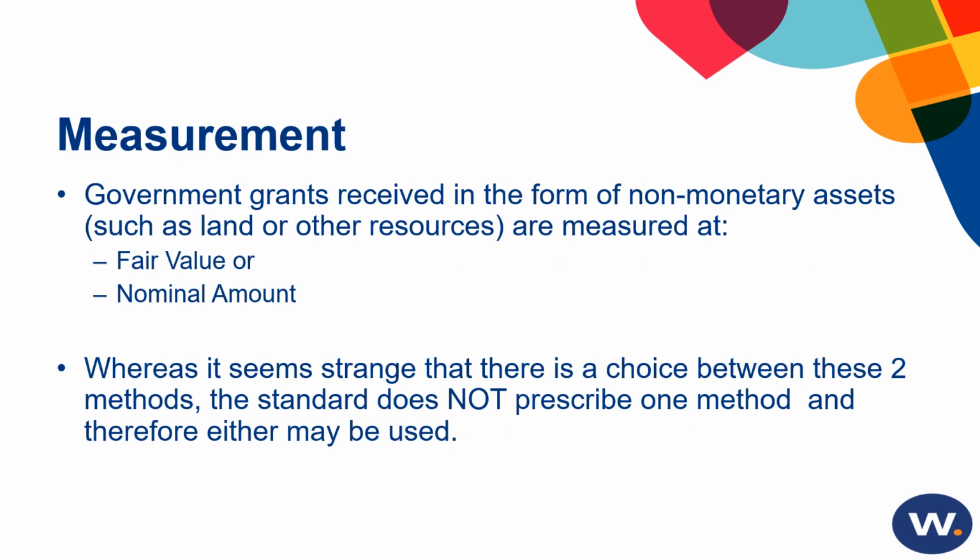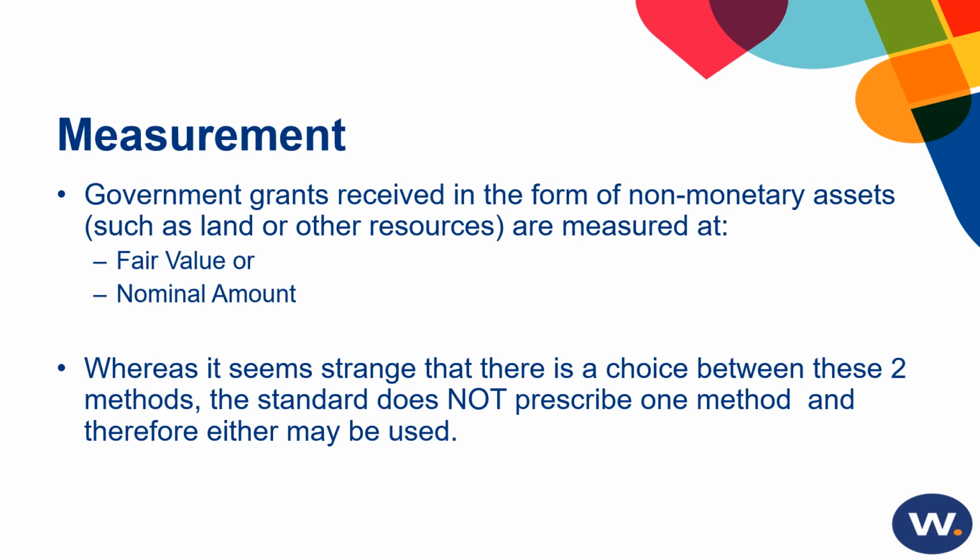So government grants, as we mentioned earlier, could be received in various forms. They could be received in cash, through non-monetary assets, or through the reduction of a loan. For those government grants which are received in the form of a non-monetary asset, an entity has a choice on how to measure these. These could be measured either at fair value or at nominal value.